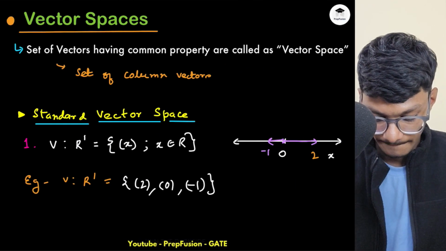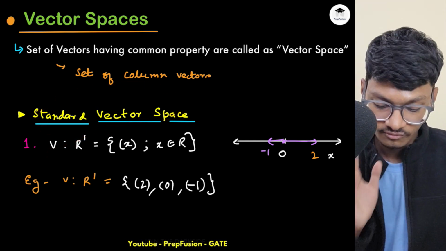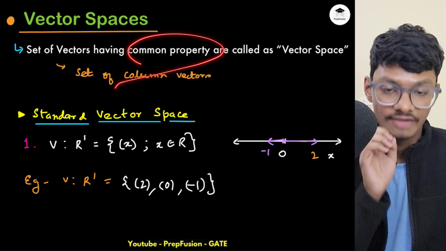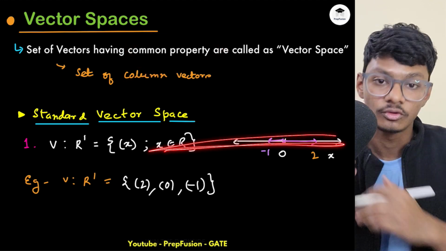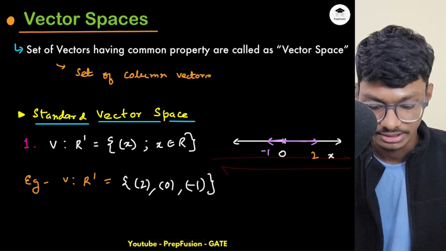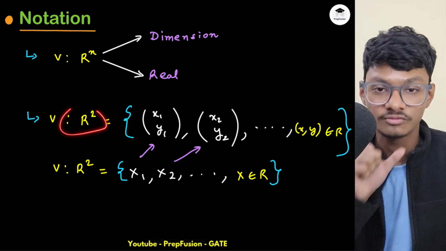Now we learned about vector spaces. Vector spaces are also sets of vectors, but having a common property: they cover a space. In this case, it is covering one dimension, the x-axis. And this is the notation of standard vector spaces.